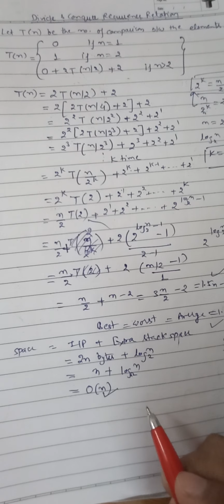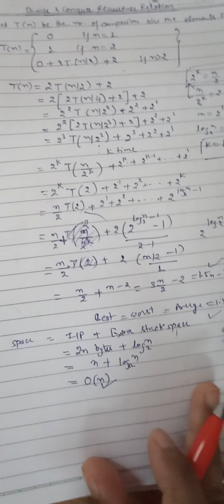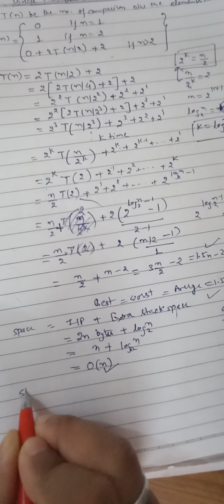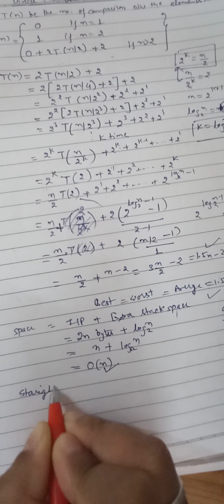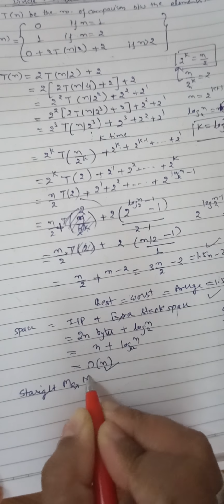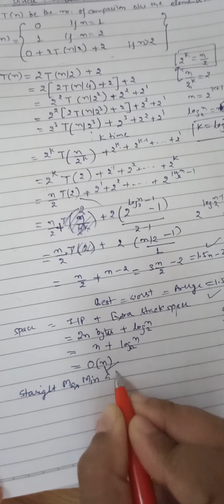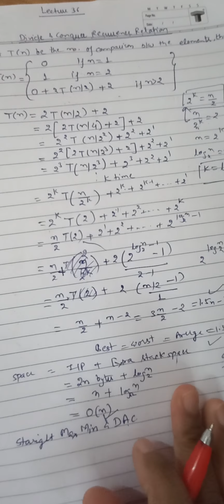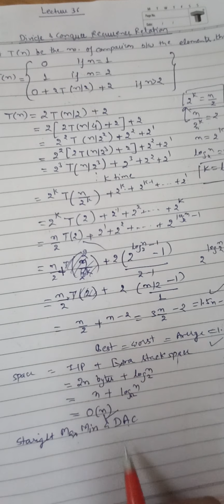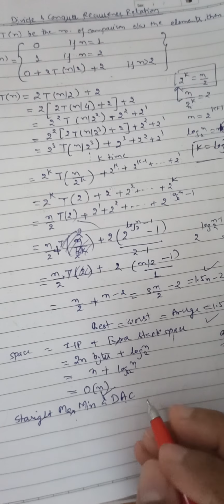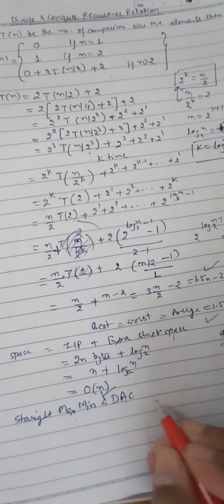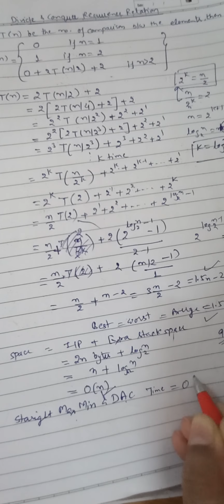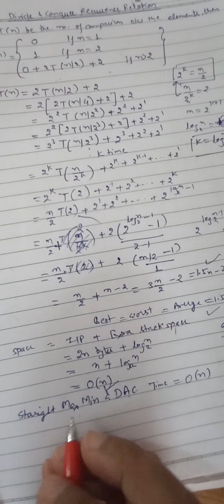There are a few more things that need to be added. Straight max min: we are finding the maximum and minimum straightforwardly, and we are doing a comparison between divide and conquer and straight max and min. In both cases, the time complexity will be order of n only.